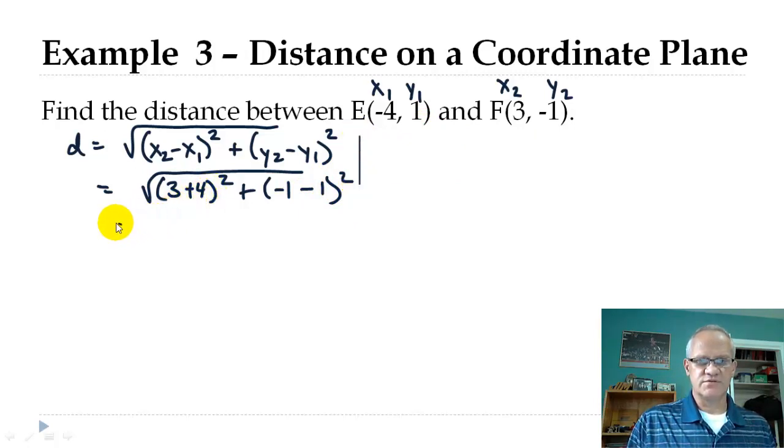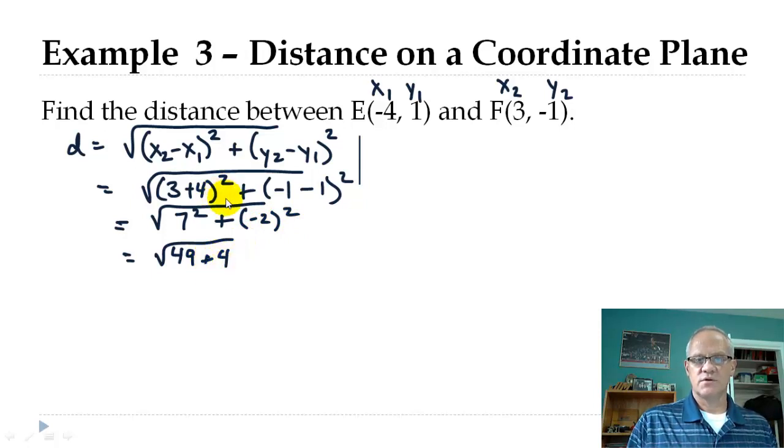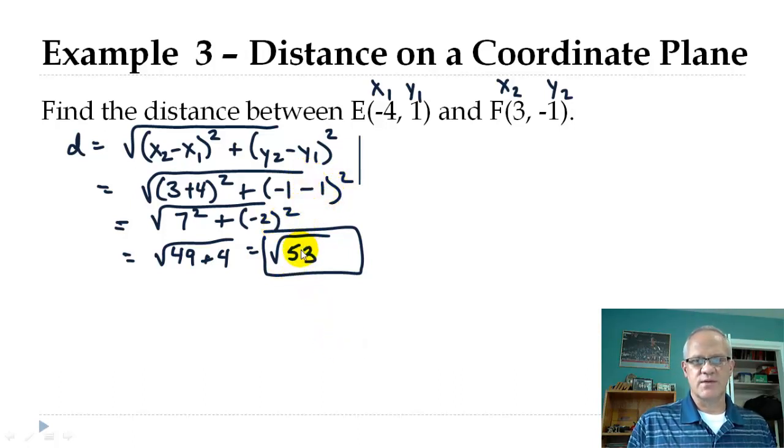Now we just start working this out. This is going to be the square root of 3 plus 4 is 7 squared. Negative 1 minus 1, or negative 1 plus a negative 1, however you think of that, is going to be a negative 2 squared. And then when we work this out, 7 squared is 49, and negative 2 squared is 4, and then we just add those together, we get the square root of 53.